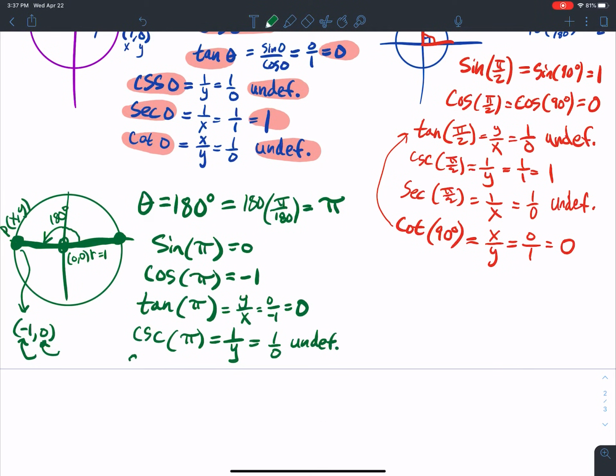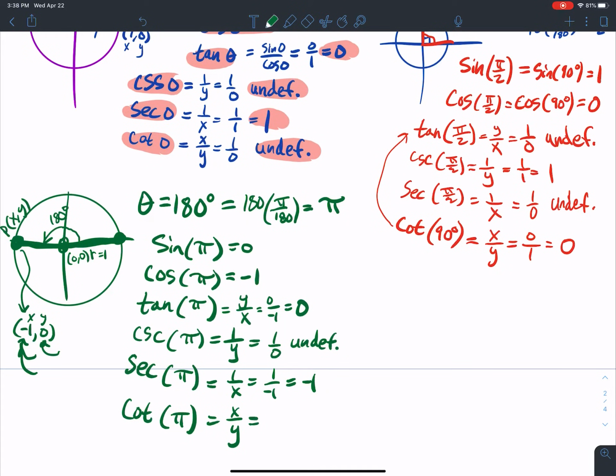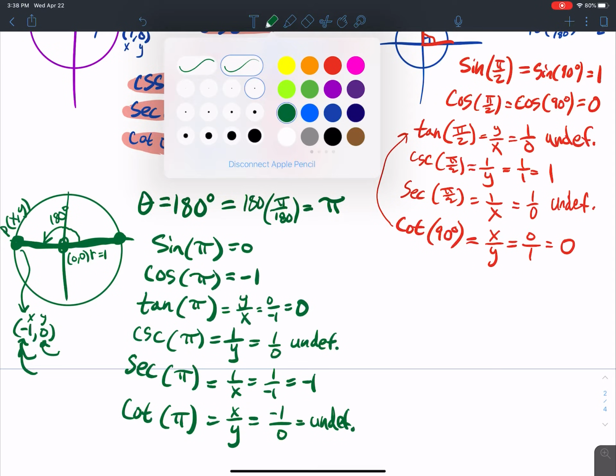Cotangent and secant, we'll try to stay in order here. Secant is 1 over x, which is 1 over -1. The x value is the -1 value. The y value is 0. This is -1. And then cotangent, this is x over y, the reciprocal of tangent. And that's going to get you -1 over 0, which is undefined. Okay, one more to go. We got it. We're almost there.